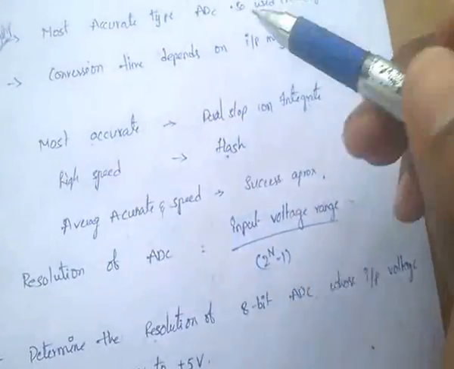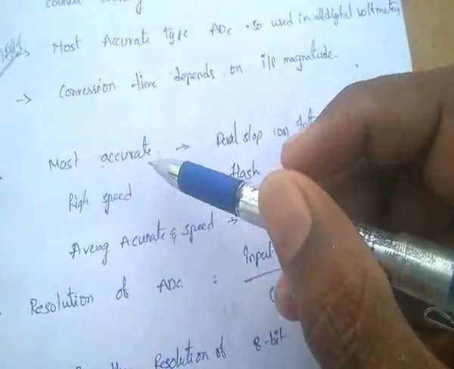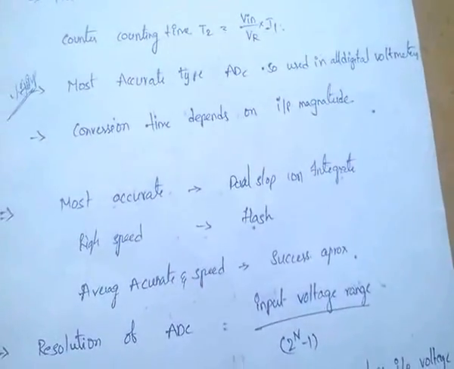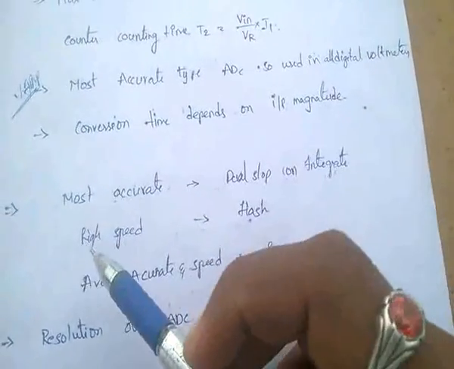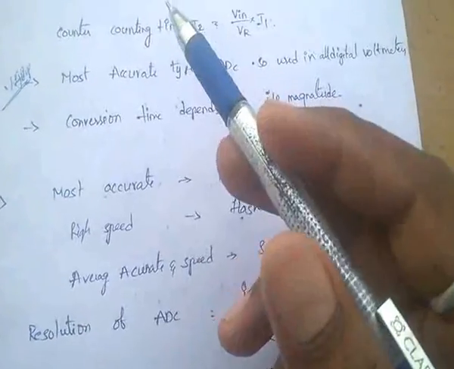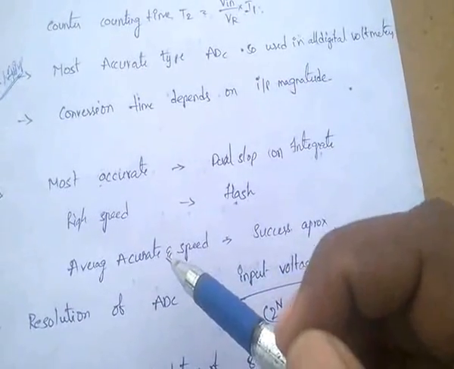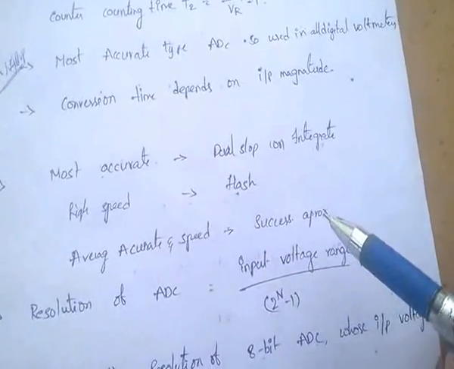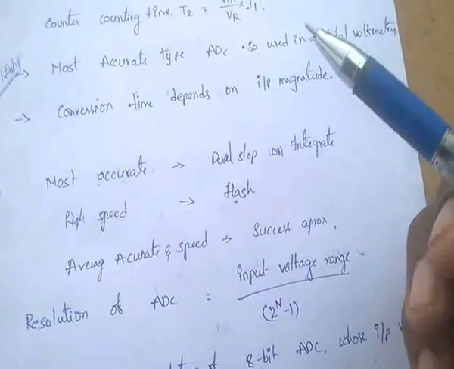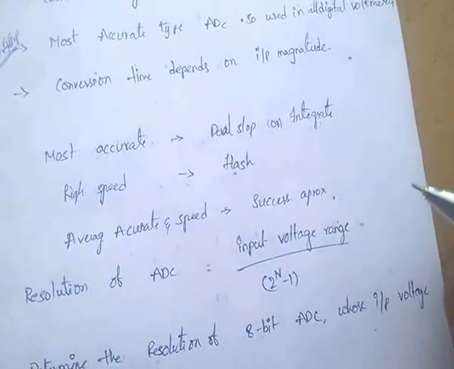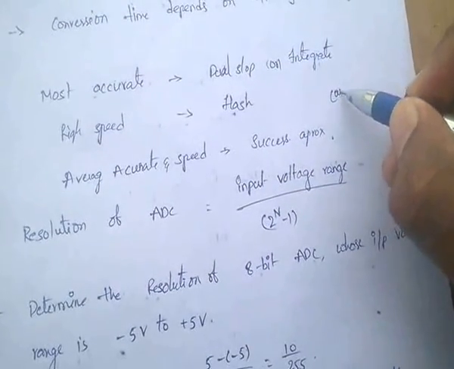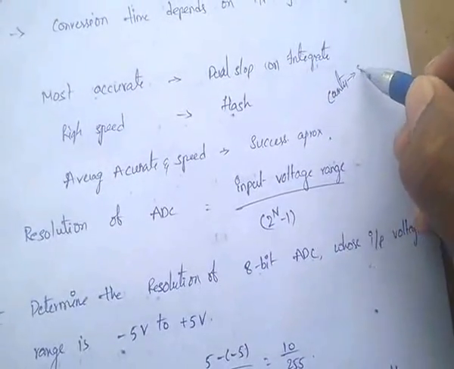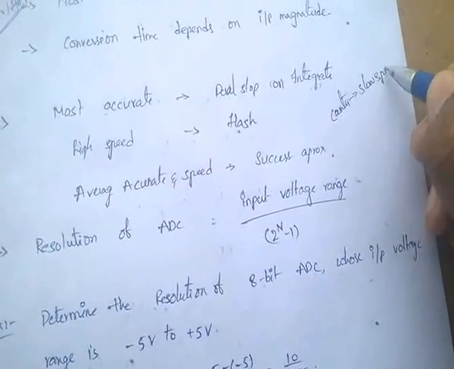Finally, the most accurate ADC is dual slope or integrating type. High speed is nothing but flash type, average accuracy and average speed is successive approximation, and the slow speed is nothing but counter type. Counter type is slow speed.